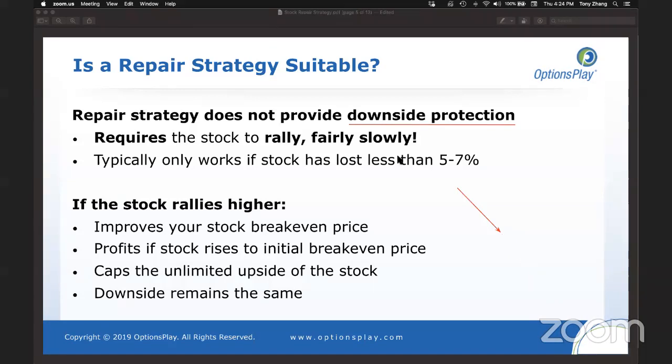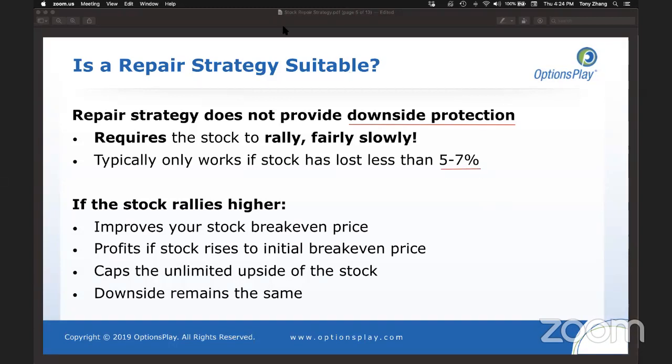In addition to that, a repair strategy only works if the stock is to rally. And not only does it have to rally, it actually has to rally relatively slowly. You can't just have a very sharp rally, because if you do end up having that really sharp rally, this strategy actually doesn't work very well. And thirdly, one of the most important things is the fact that this strategy typically only works if the stock has not lost more than 5 to 7%.